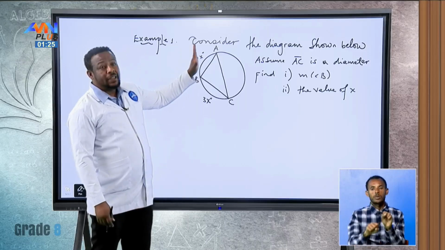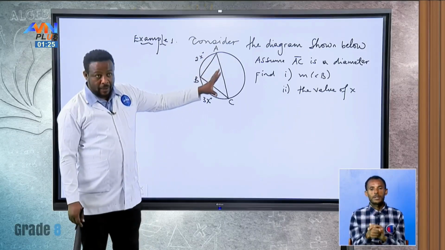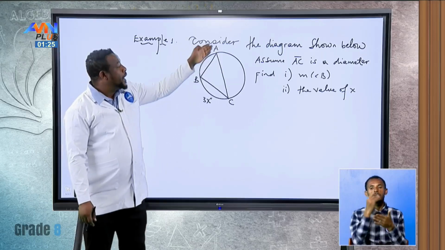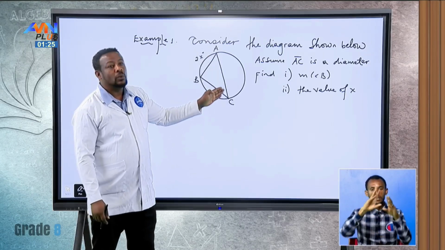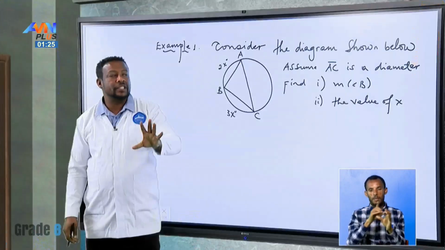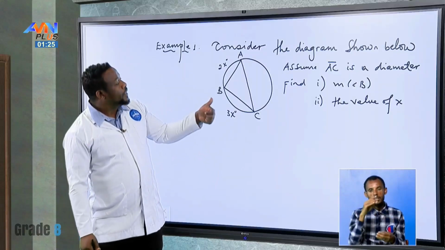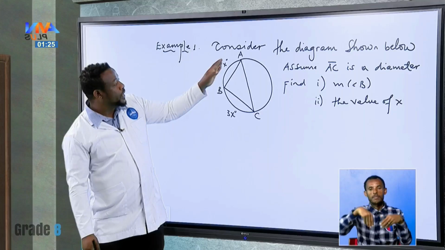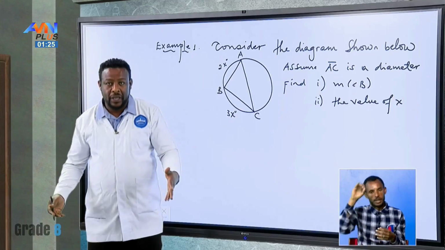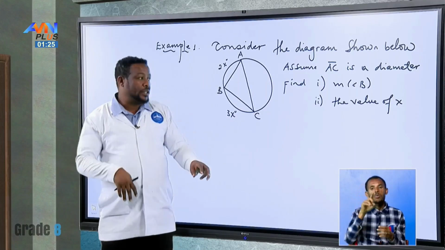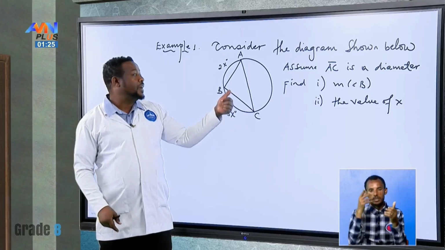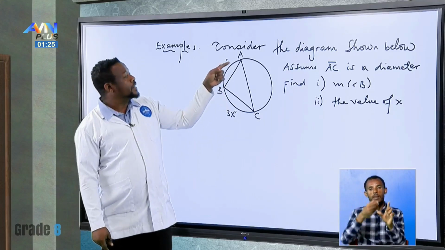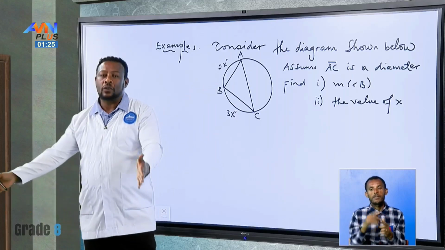So, in the first example, you have this figure. In this figure, AC is given, which is a diameter of a circle. The other thing, a certain portion of the circle is given by 2x degrees and 3x degrees. So you are asked to find two things. The first thing that you are asked here is to calculate the degree measure of angle B, and the second one is finding the value of x.